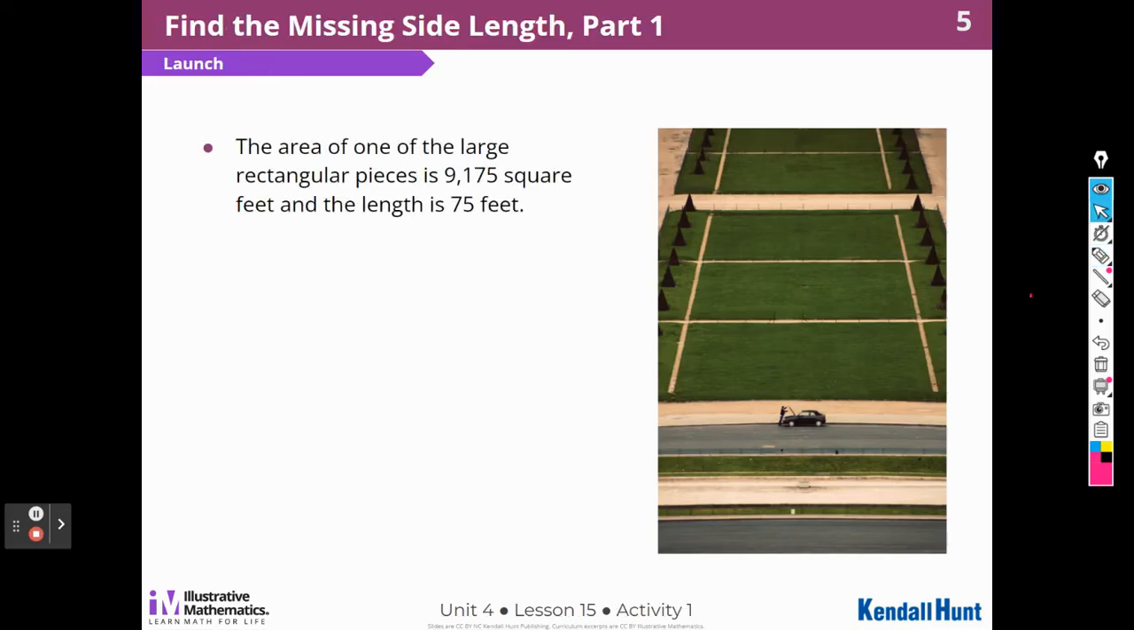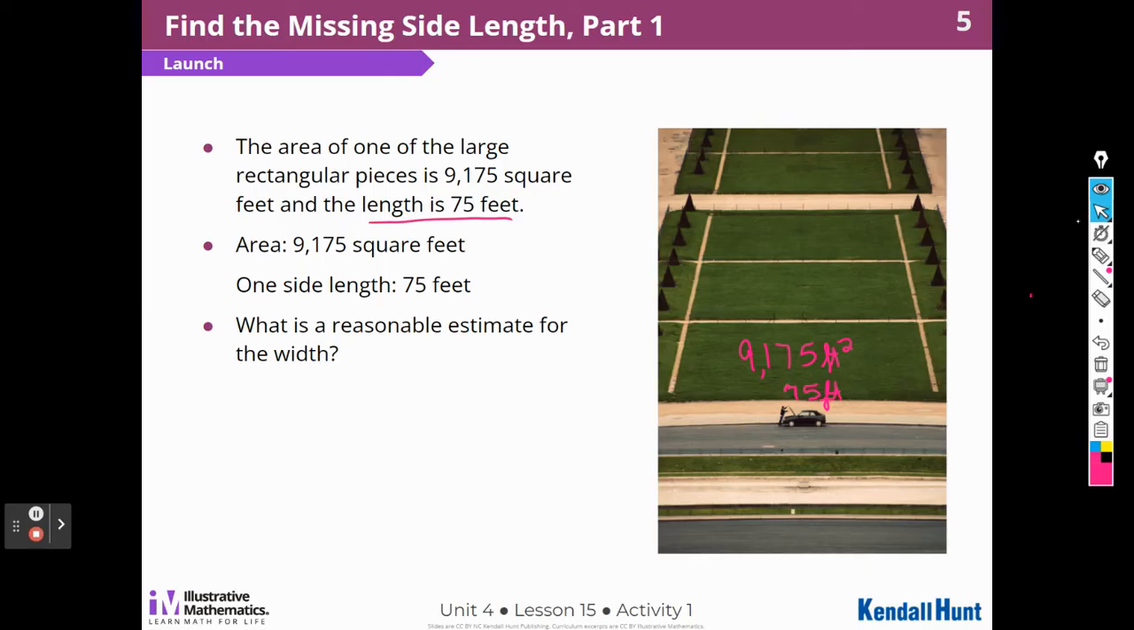The area of one of those spaces was 9,175. So I was way off, wasn't I? And they said that the length was 75 feet. Well, I was pretty accurate with that, right? Because I was estimating. Okay. So the area is 9,175 square feet. One side length was 75 feet. What is a reasonable estimate for the width?